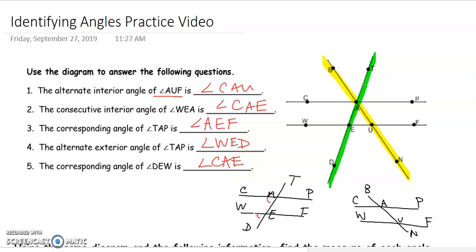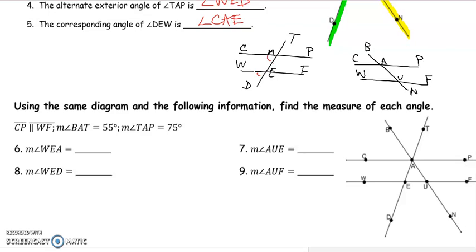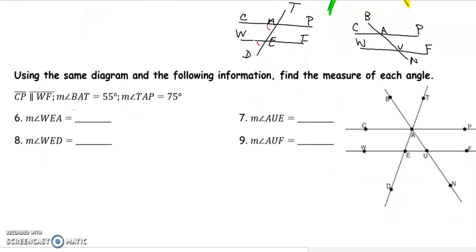And we can do this with our problems that involve numbers as well. First thing I always want to do when they give me a picture is label what they give me. BAT is 55. TAP is 75. So you've got 3 angles that add to 180 here. So I need to find angle CAB first. So I do 180 minus 75 minus 55, and I get 50.